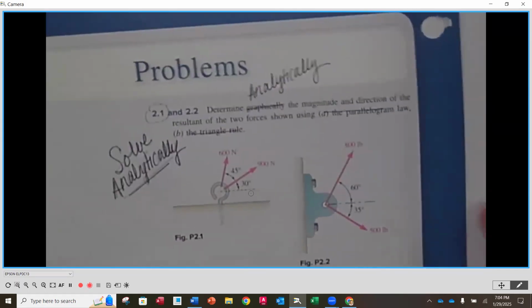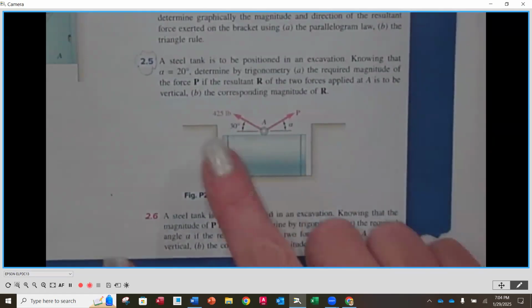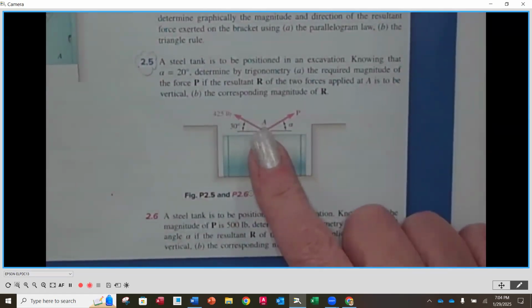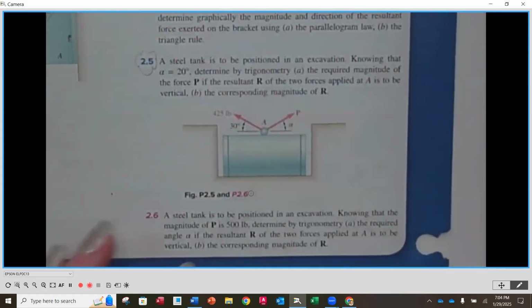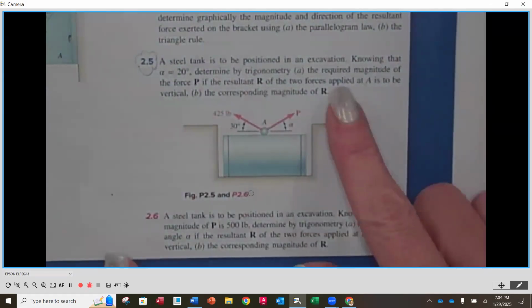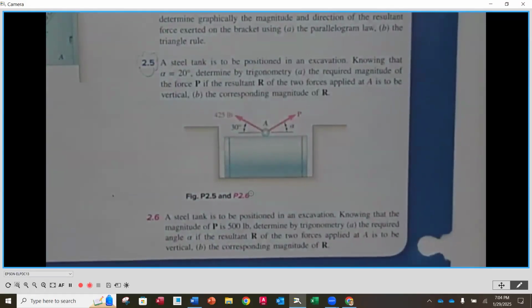Your next one is 2.5, okay? Here we have a steel tank. It's positioned, as you can see, knowing that alpha is 20 degrees on this side, determined by trigonometry. That's going to be the sine or cosine law, all right? The required magnitude of P and what the resultant would be, okay? Now, the resultant, it says here, is vertical.